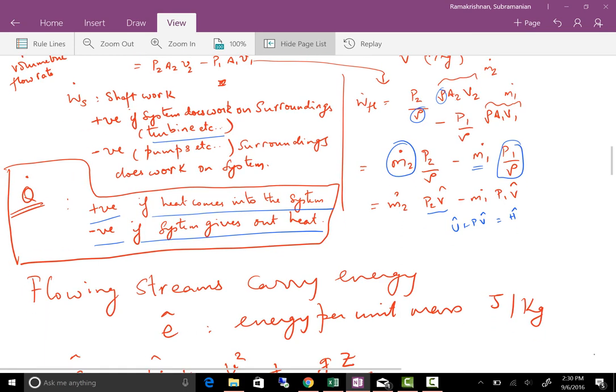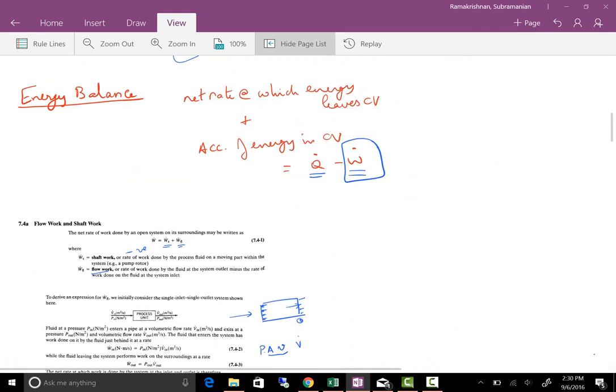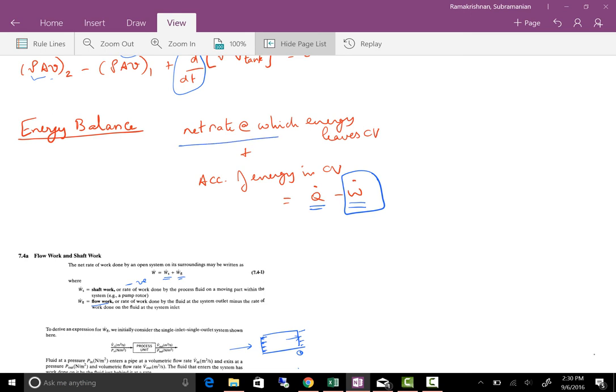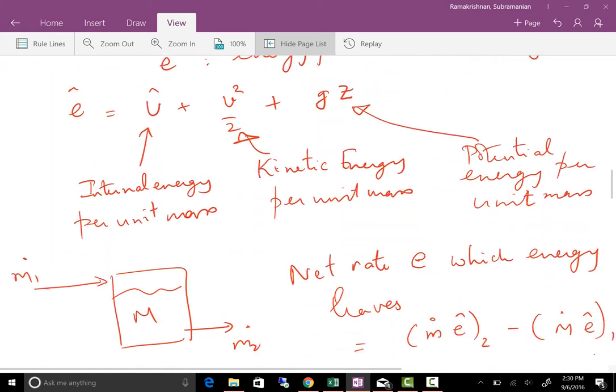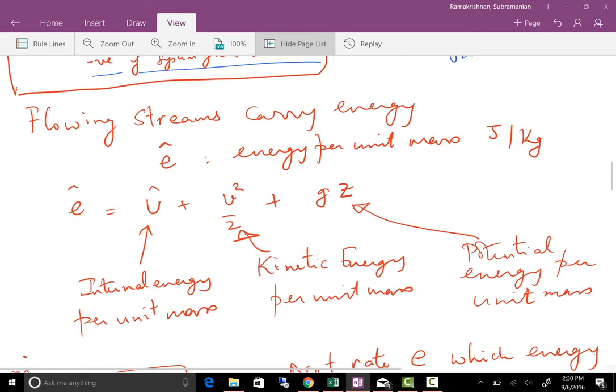Okay, so let's keep moving on. What we have done so far is: the net rate at which energy leaves plus the accumulation of energy is equal to Q dot minus W dot. We got the sign conventions for Q dot and W dot. And we saw that the work term usually consists of two terms, the flow work and the shaft work, right? Now let's see how we can work on the left hand side of the energy balance. So let's do that.